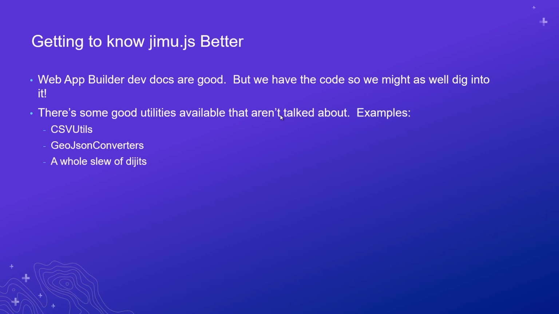jimu.js is the core component of Web App Builder, and there's a lot of really good stuff in there. The developer docs for Web App Builder are good, but they're not as good as actually going and looking at the source code. So there's a couple utilities in there that we use. There's a CSV utils, GeoJSON converters, and this whole slew of widgets for the UI components that are in Web App Builder that you can use or modify.